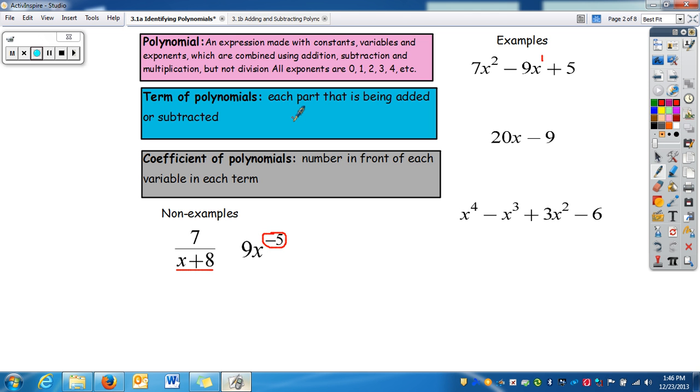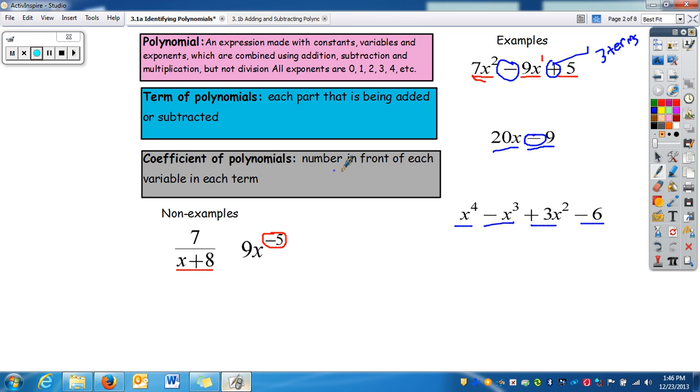Alright, so the terms of a polynomial, another definition: each part that is being added or subtracted. So if I want to look at how many terms each one has, this one has 1, 2, 3. The way you figure it out is that they're separated by subtracting or addition. So this one has 3 terms. Let's look at the second one. Here is one subtraction sign, so my terms are 20x and negative 9. This one has a total of 4 of them.